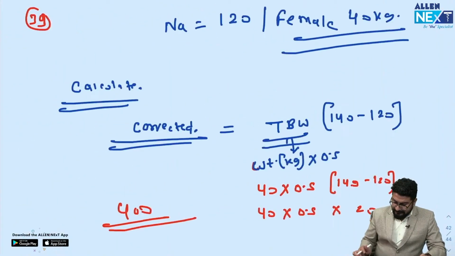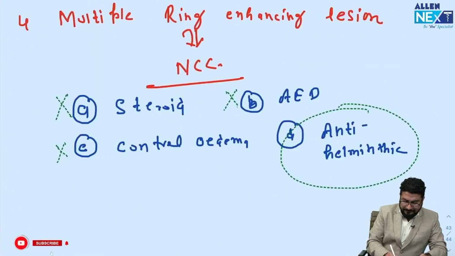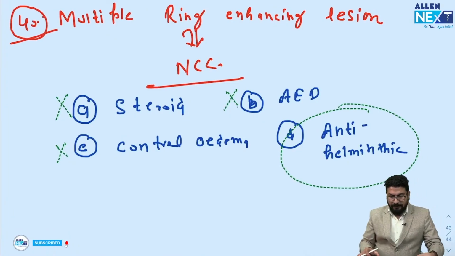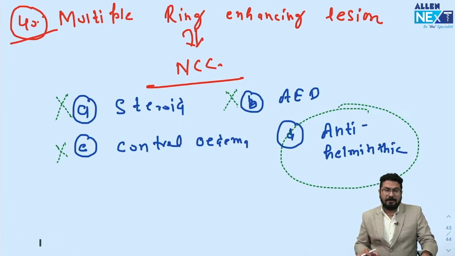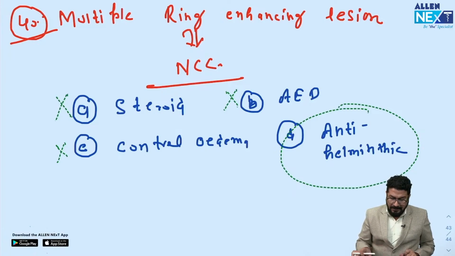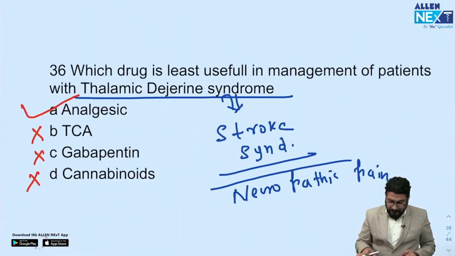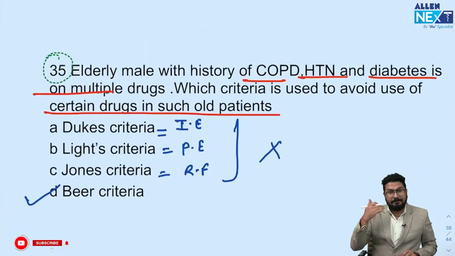So I can say this was 39 and this was question number 40. So these were 40 questions. Out of these 40 questions, remember all 40 questions came from our notes, except this one, which you can rule out by ruling out other choices.